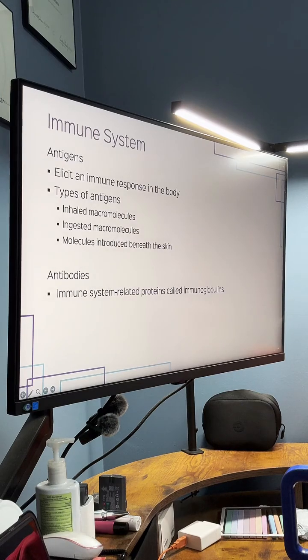Antigens will elicit an immune response within the body. Antigens that enter the body from the environment can include inhaled macromolecules. See, this is why sometimes it takes me an entire day to record a 20-minute or 40-minute presentation, is because I get caught up.